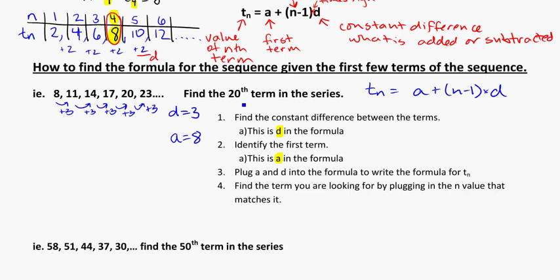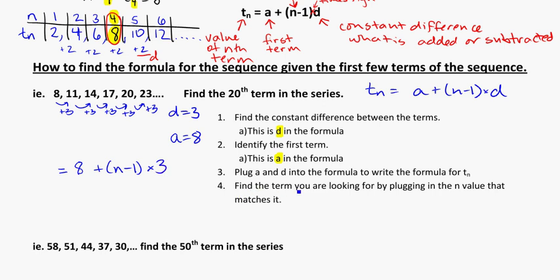They're asking me to find the 20th term in the series, so that means n is 20. I'll write out the formula first and you can see how I substitute these in. What I mean by substitute is I know that a is actually equal to 8, so instead of writing a, I'm going to write 8. And d is equal to 3, so instead of writing d, I'm going to put the 3.